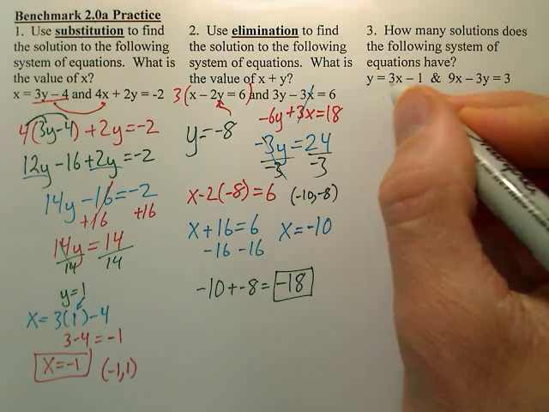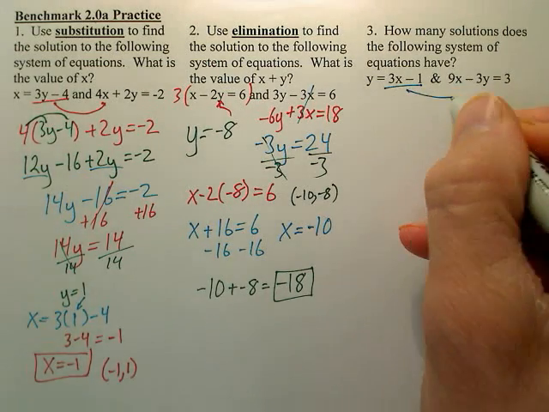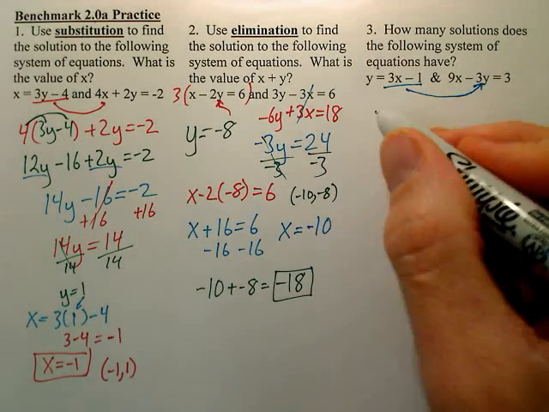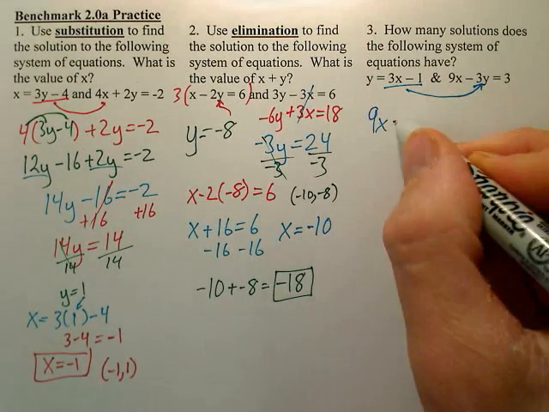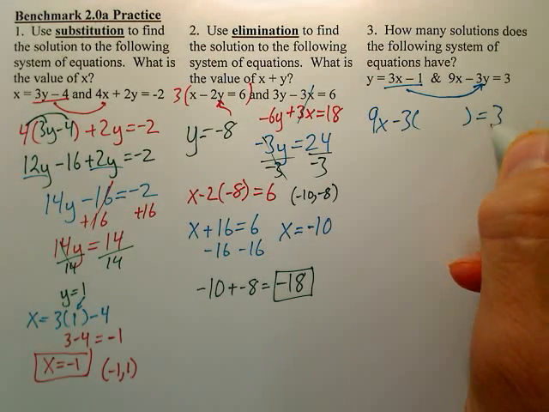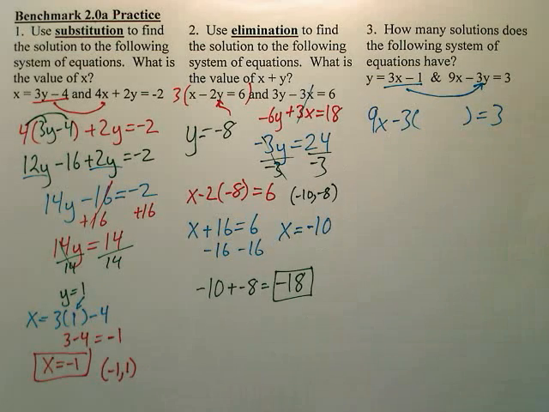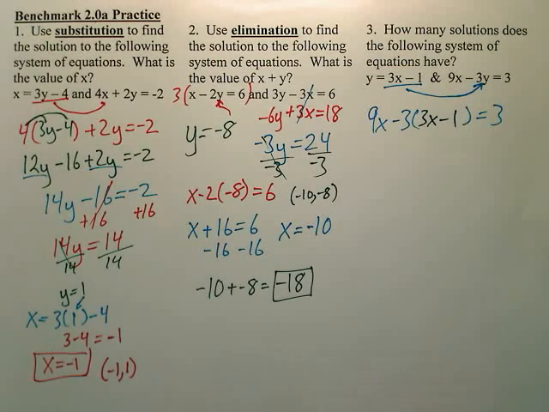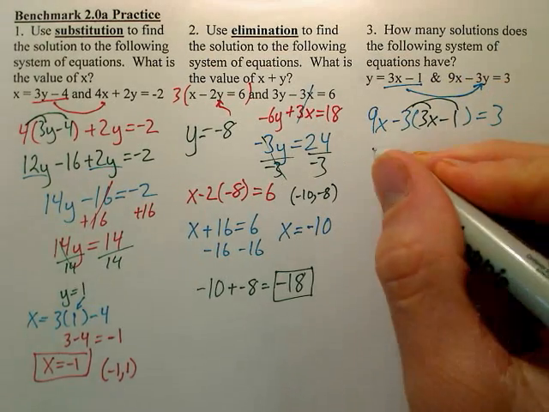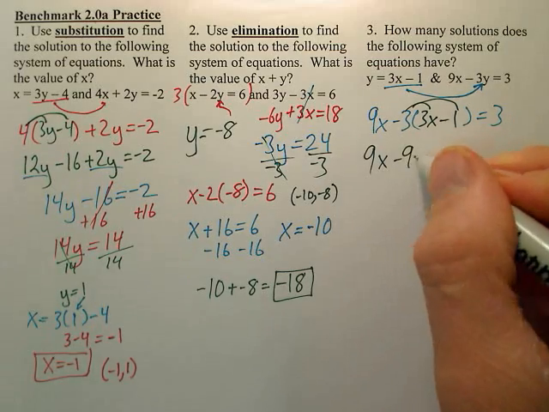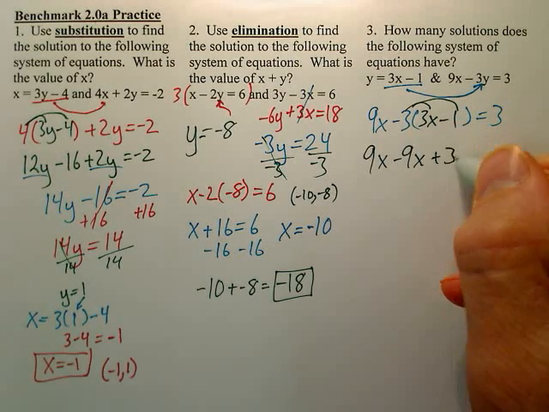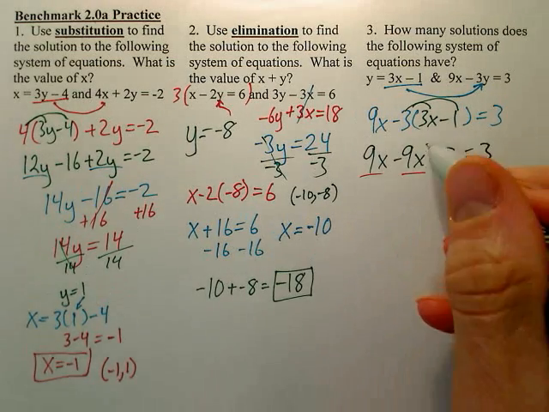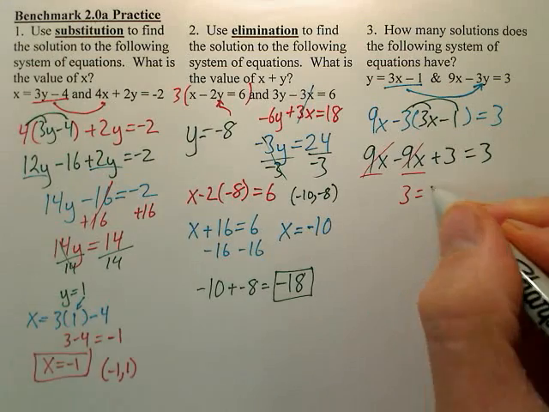Since this one's y equals, I think the best choice would be a simple substitution. That looks like the best option. So we have 9x minus 3 times blank equals 3. And in the blank, we're putting the 3x minus 1. Then you distribute. That leaves you a negative 9x. That leaves you a plus 3. These two are going to cancel each other, leaving you 3 equals 3.